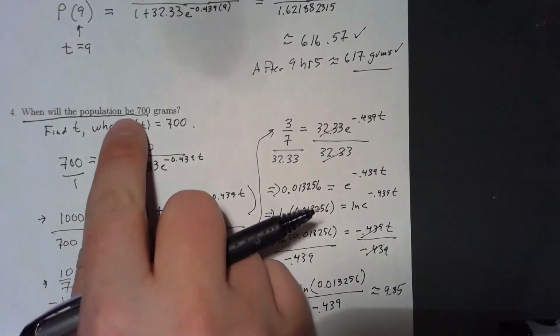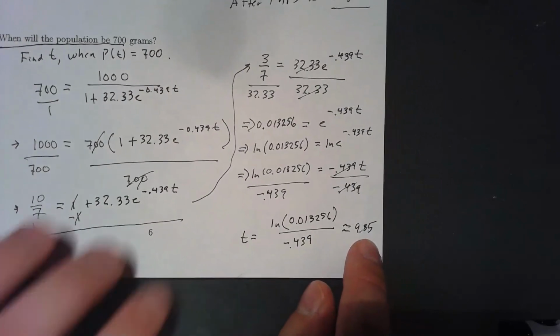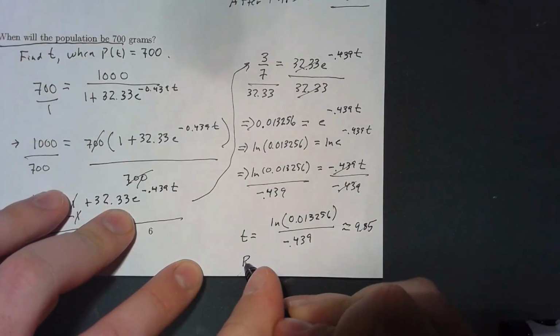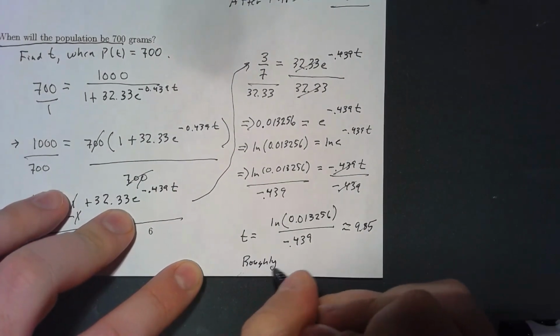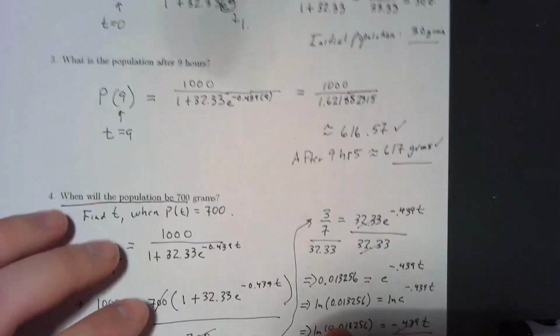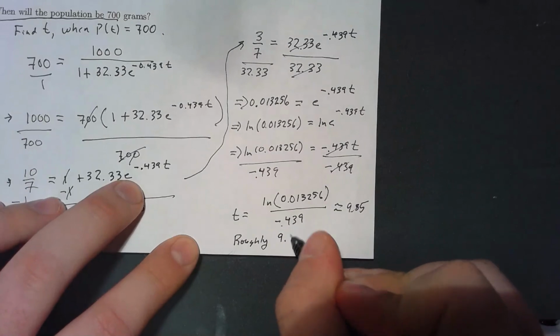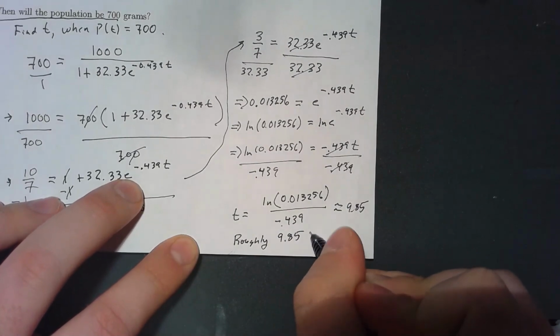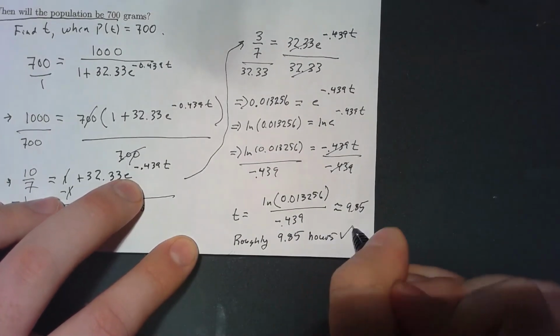So when will the population be 700 grams? Roughly 10 days. Or wait, no, is this in hours or days? It's in hours. So roughly 9.85 hours.